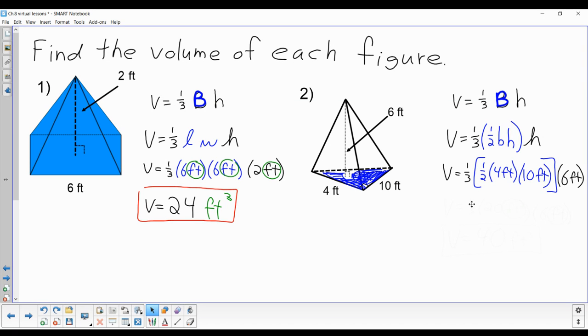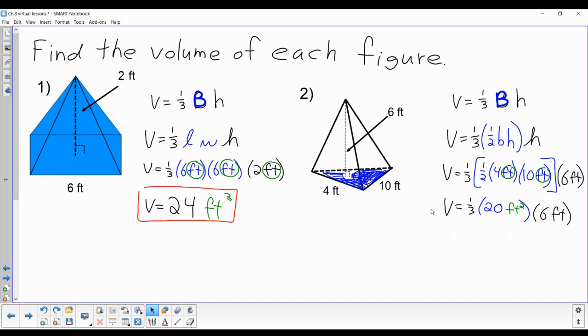Lastly, we solve. Volume is equal to 1/3. We do parentheses first. So inside these brackets or parentheses, we have 1/2 times 4 is 2, then 2 times 10 is 20. So that is 20 feet, well, feet times feet, 20 feet squared. And then we copy everything we did not use. We did not use the 6 feet.